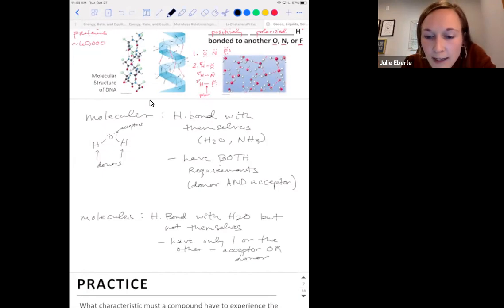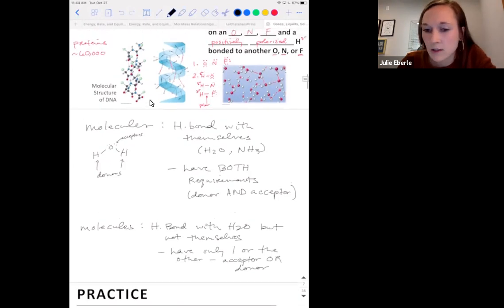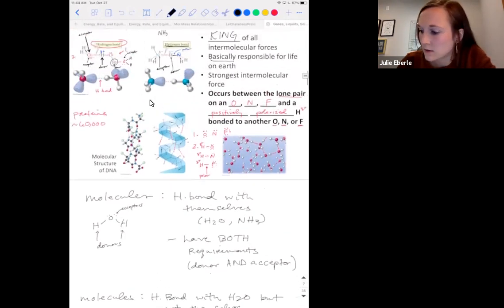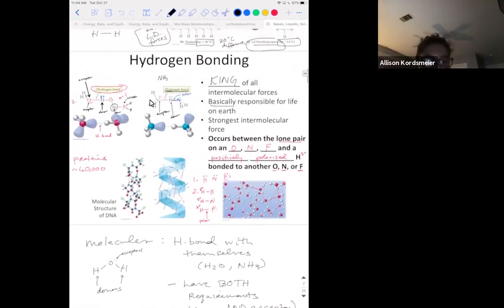Can you zoom back in on the NH3 picture? Up above, on the slide above, Allison? Yes, please.